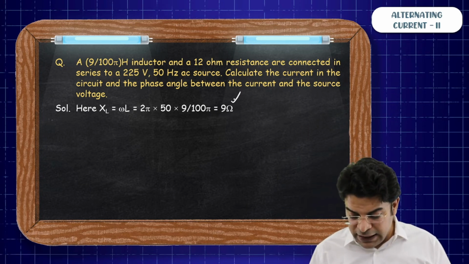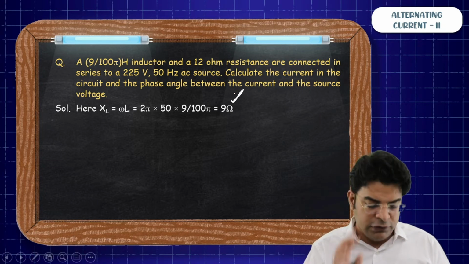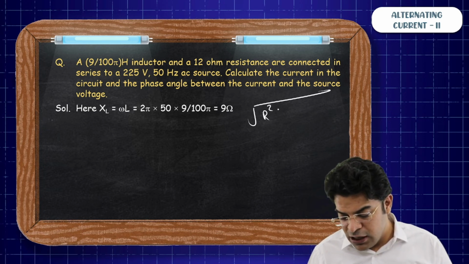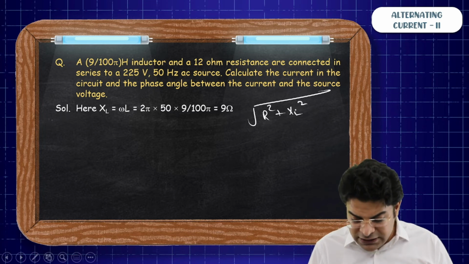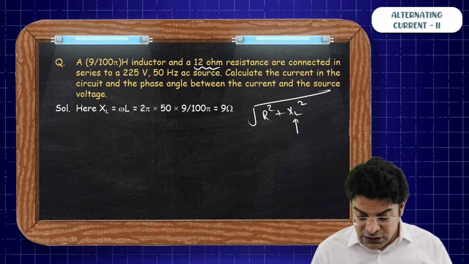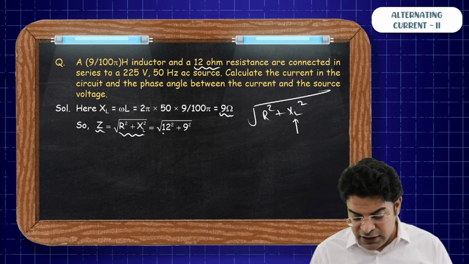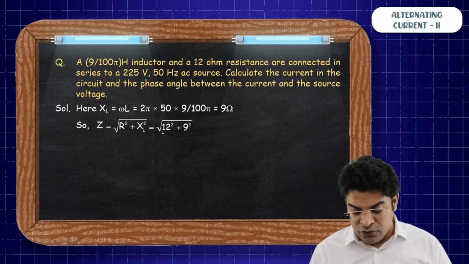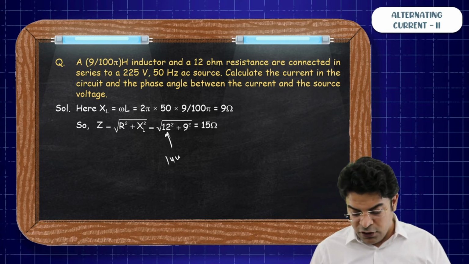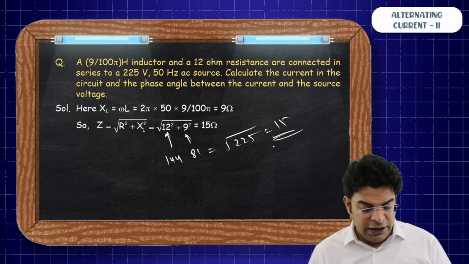Now once you know that XL, the inductive reactance, is 9 ohm, you can find the impedance of the circuit. The impedance of an LR circuit is nothing but the square root of R square plus XL square. Resistance is given as 12 ohm, and we have found the inductive reactance is 9 ohm. So the impedance is the square root of 12 square plus 9 square. Do it: root of 144 plus 81 becomes root of 225, which comes out to be 15.